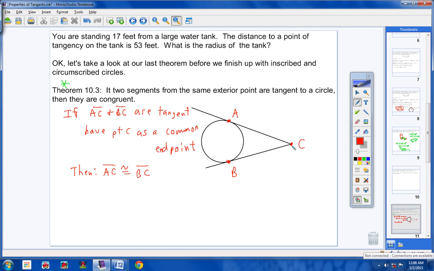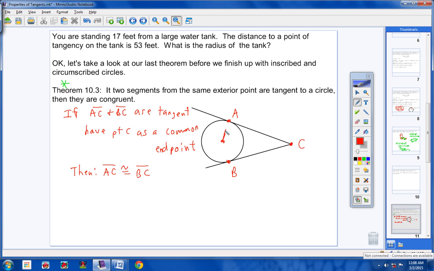So let's look at this again. If I have a line tangent to a circle and another line tangent to the same circle, and they both come from the same exterior point, then this segment here will be congruent to this segment here. Now, I'm not going to make you do the proof, but the proof is really simple. It's not difficult at all, guys.